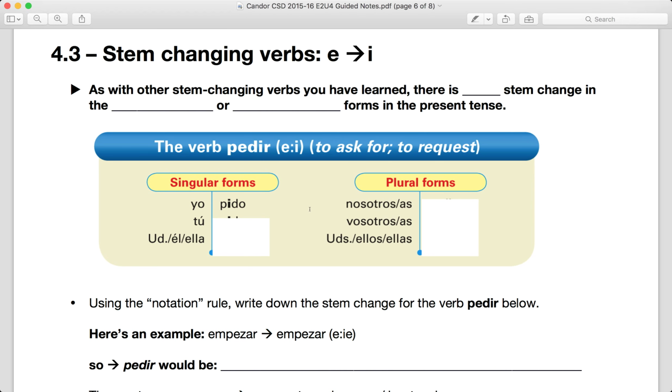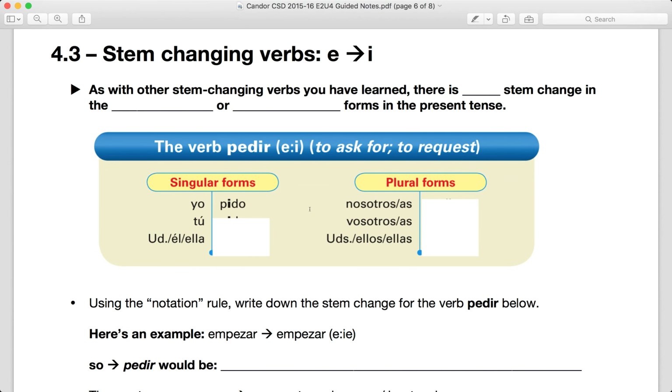This is the video tutorial for 4.3 where we're going to talk about stem changing verbs, with verbs that stem change from E to I. So a lot of what we've already learned in 4.2 is going to apply here, so this should be a little bit quicker and hopefully more straightforward the second time around.